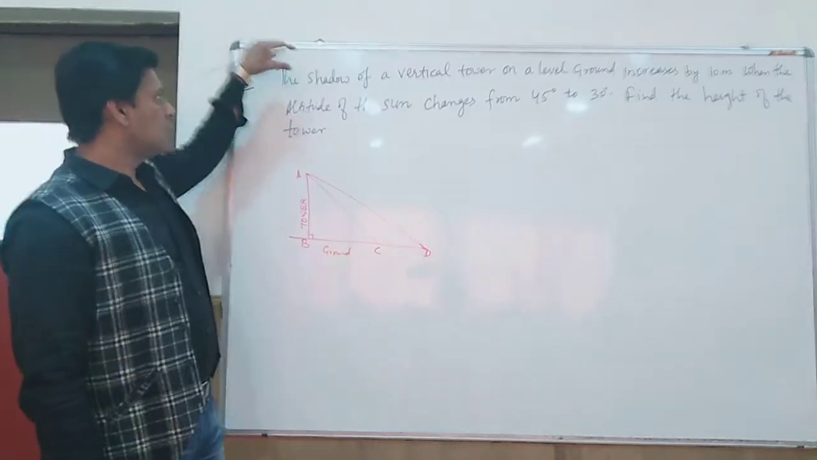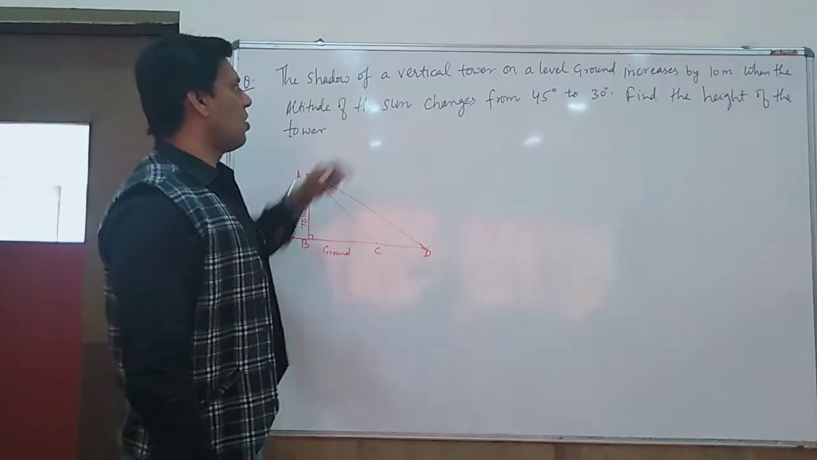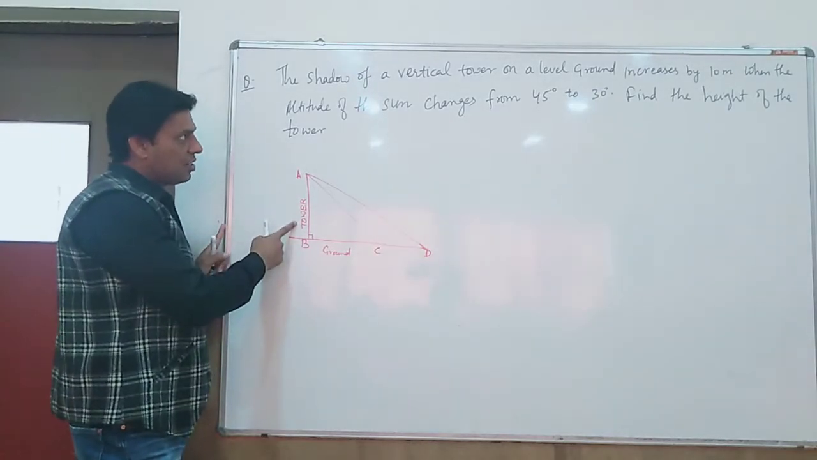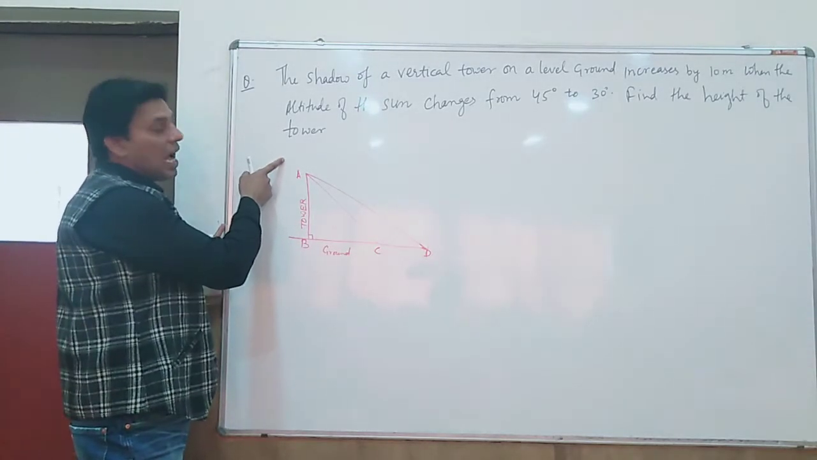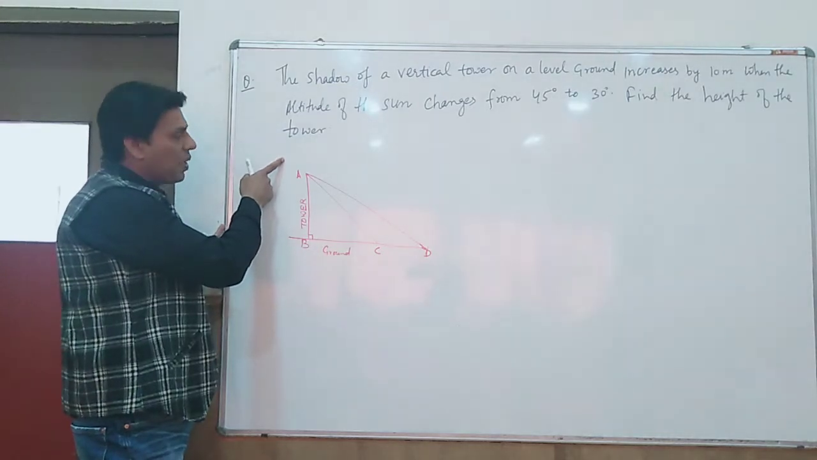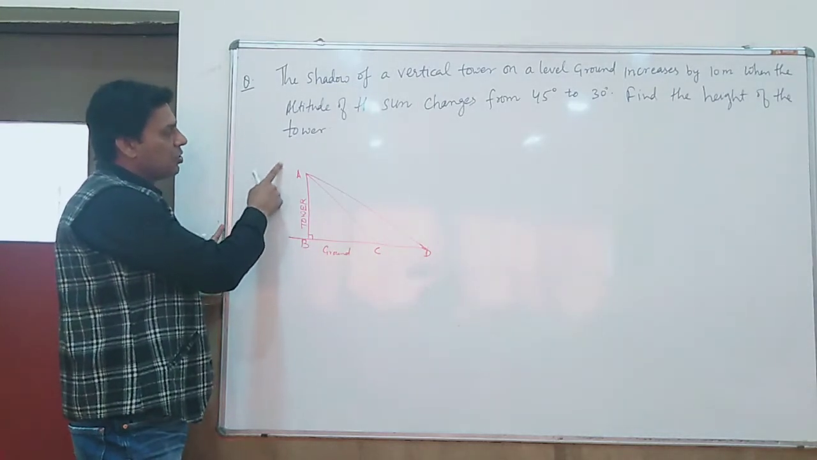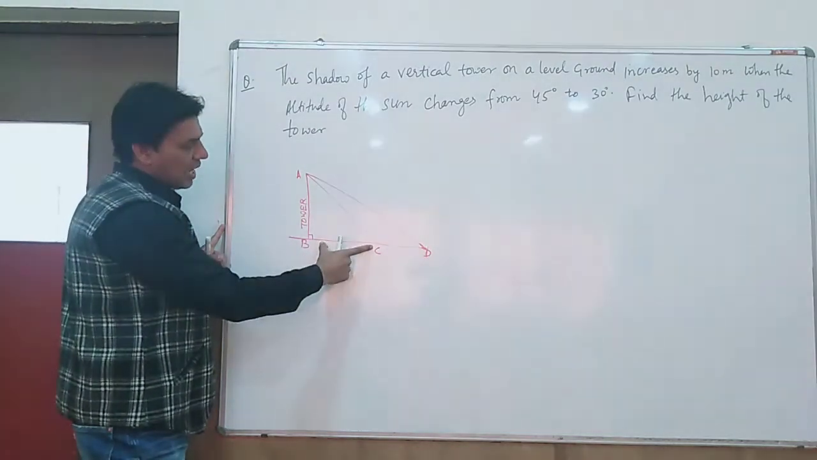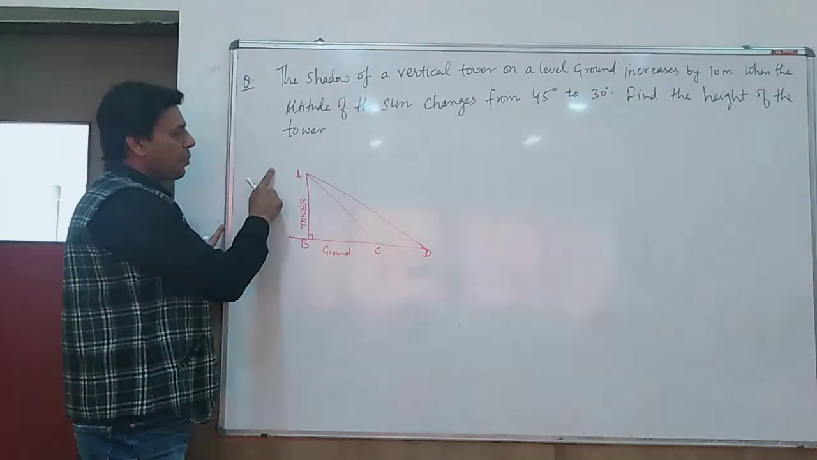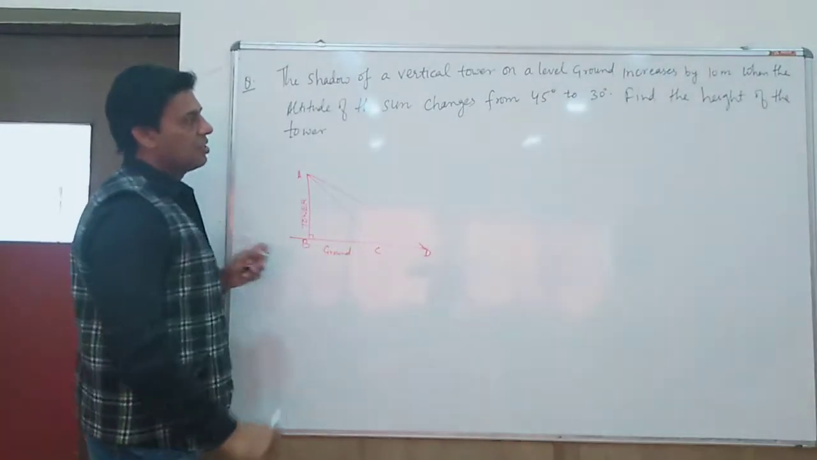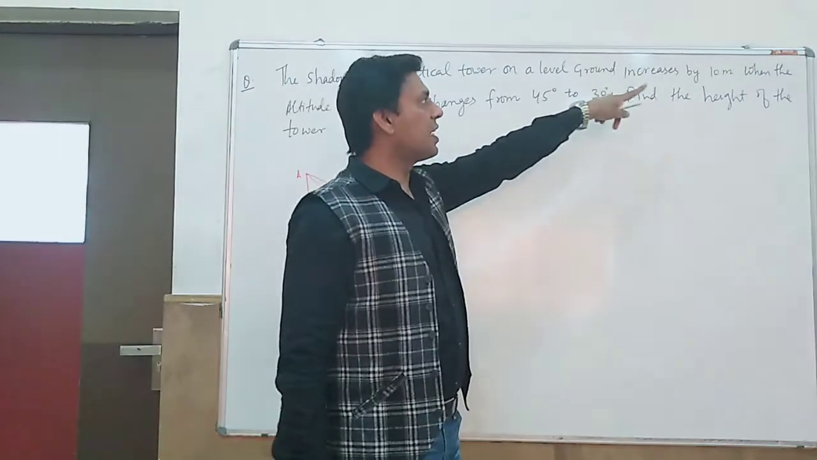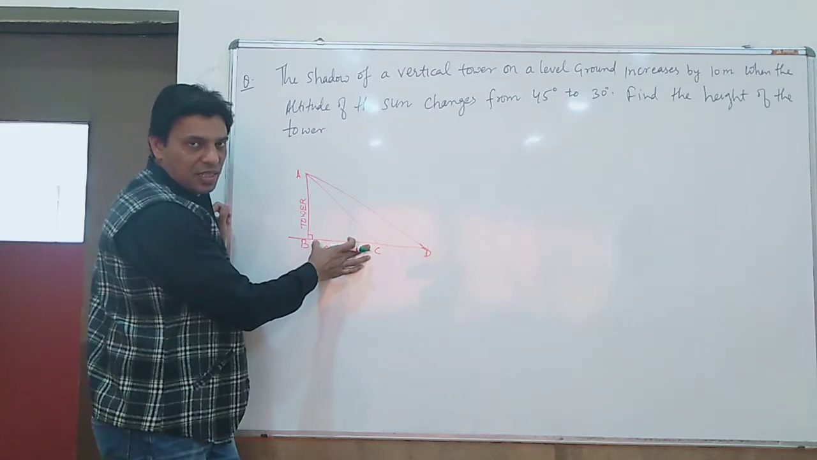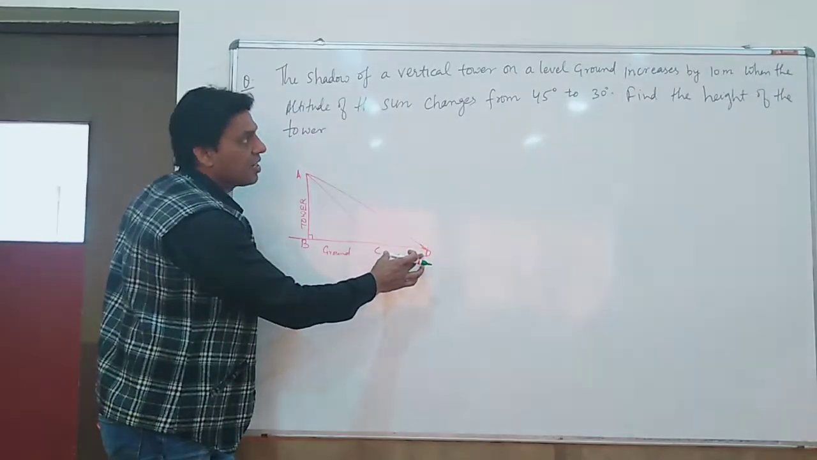See this question. The shadow of a vertical tower. So suppose AB is the vertical tower. I have written vertical tower. I told you in the beginning of the topic about the sun's altitude. Whenever the sun was here, the shadow was like this, and whenever the sun dips like this, the shadow increases. So it is written that on level ground it increases by 10 meter. It means earlier the shadow was BC, and now the shadow is increased by 10 meters.